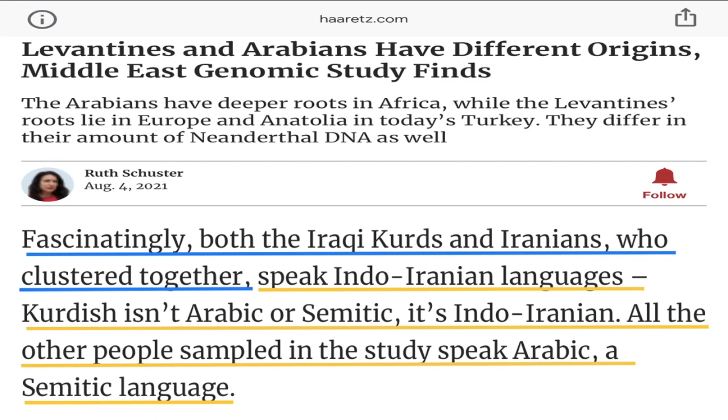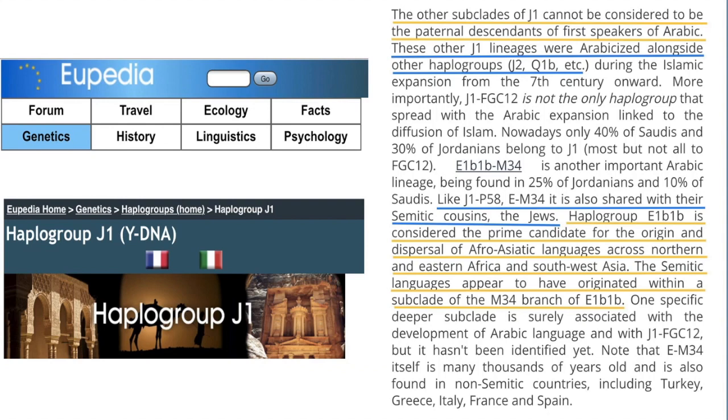So this goes to show you that a lot of the people who speak Arabic likely adopted the Arabic language and likely were Indo-Iranian speakers in origin before adopting Arabic. And that fits along with what this paper says, Edupedia. The other subclades of J1 cannot be considered to be the paternal descendants of the first speakers of Arabic. These other J1 lineages were Arabicized alongside other haplogroups J2, Q1b, etc. Like J1-P58, E-M34, it is also shared with their Semitic cousins, the Jews.